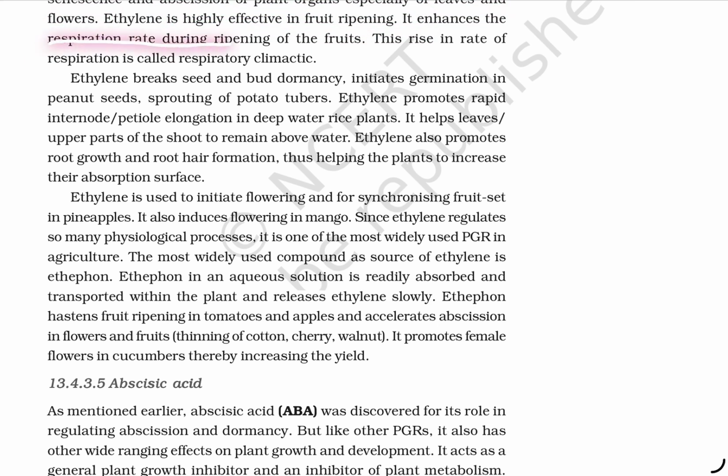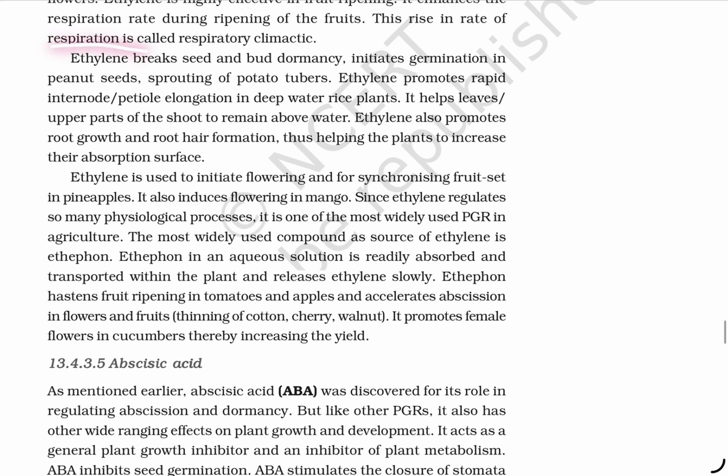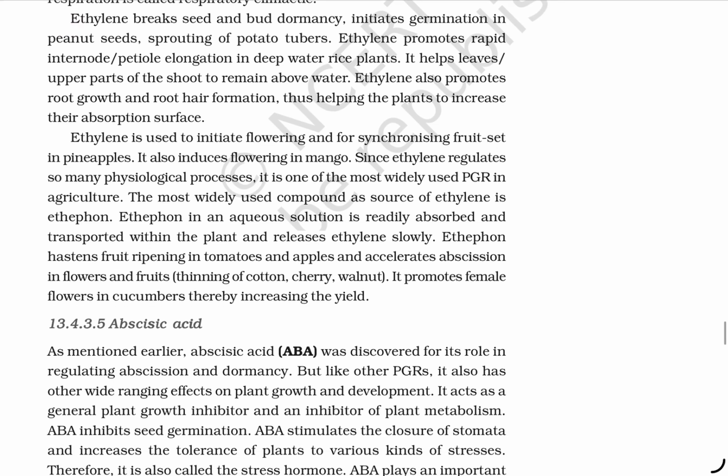Ethylene is highly effective in fruit ripening. It enhances the respiration rate during ripening of the fruit, and this rise in the rate of respiration is called the respiratory climacteric. Ethylene breaks seed and bud dormancy, and initiates germination in peanut seeds and sprouting of potato tubers.